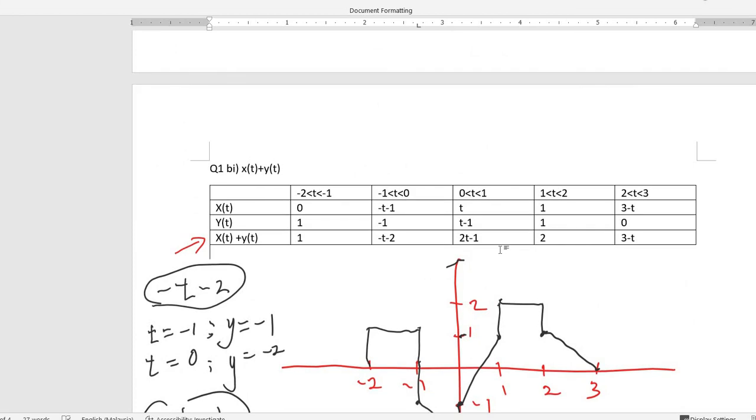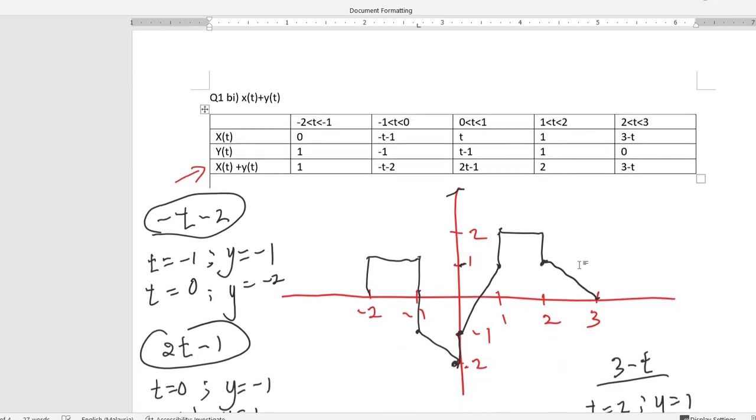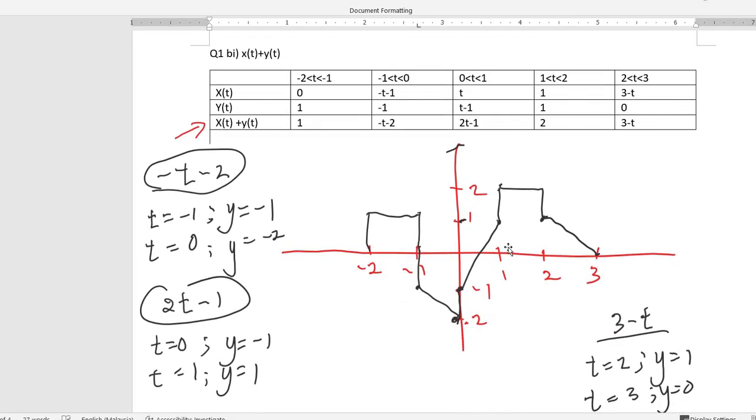That's it. Okay, any question, class? Simple, right? That's how you use the table to do the summation. Okay, any question from here?